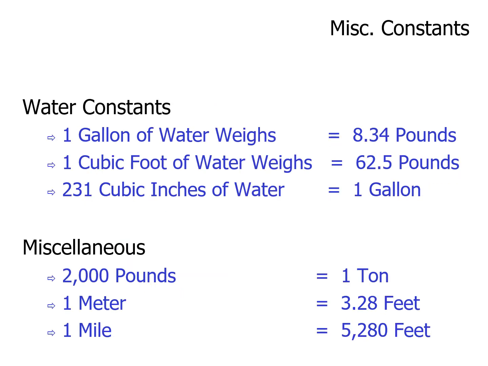Holds 7.48. A gallon of water weighs 8.34 pounds. It's a constant. A cubic foot of water, remember that's 7.48 gallons or 7.5 gallons, is 62.4 pounds or 62.5. Whatever's easy to remember for you. It actually comes out to be 62.4, but it's easy to remember 62.5, so it doesn't matter.